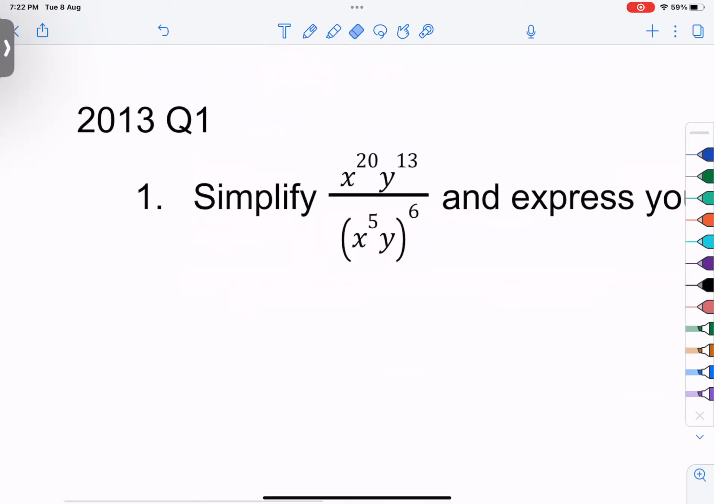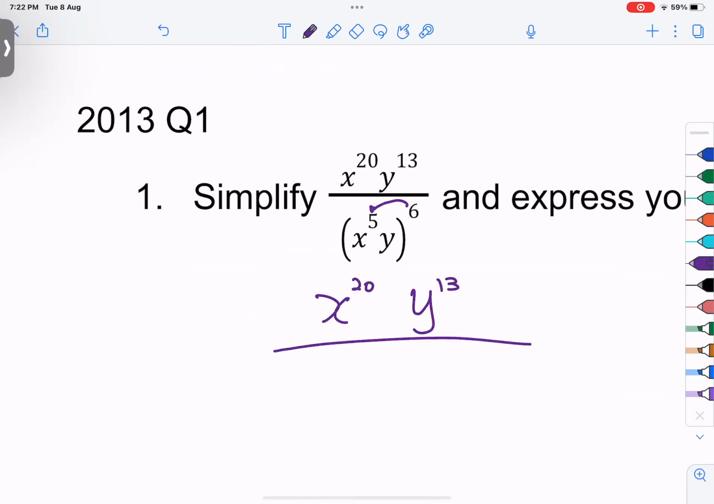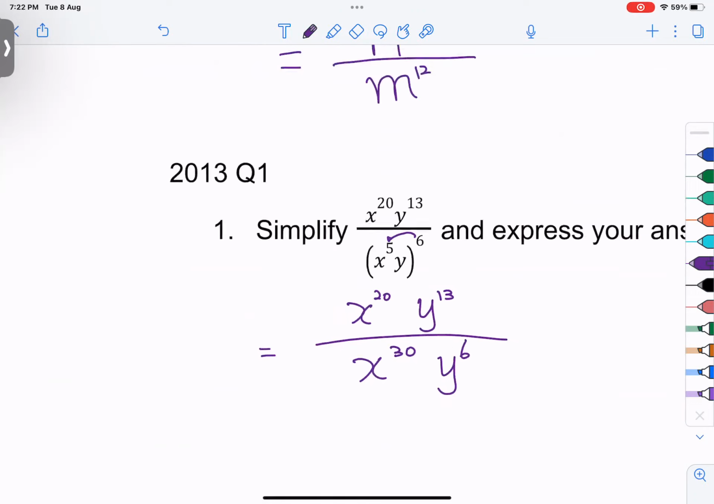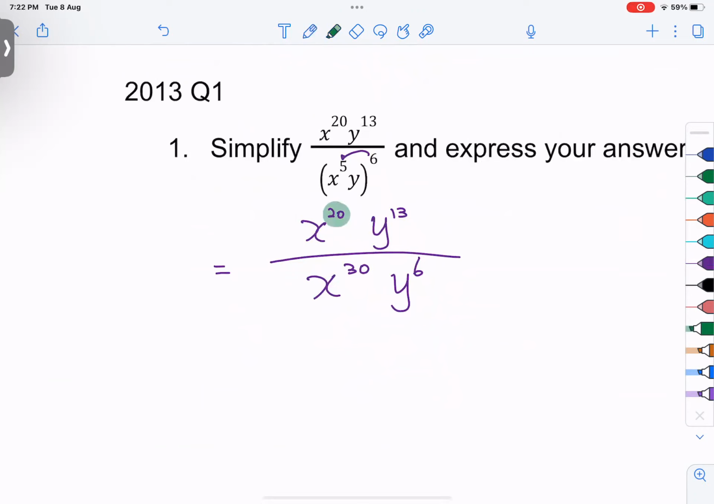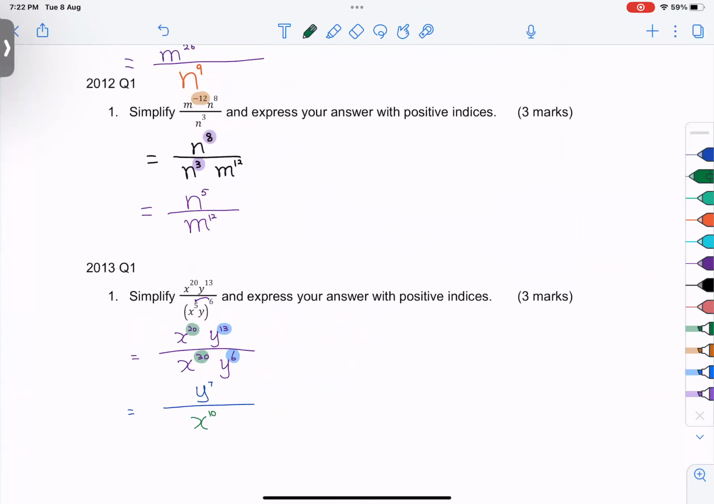Next as well, there's a power outside, give it to inside. Inside there's a power, so multiply. And then see which one is bigger, put it there. So for y, upside is bigger, so put it there. 30 minus 6, 7. And then for x, downside is bigger, 30 minus 20, 10. You should be able to do this within 1 minute. 1 minute should be too much.